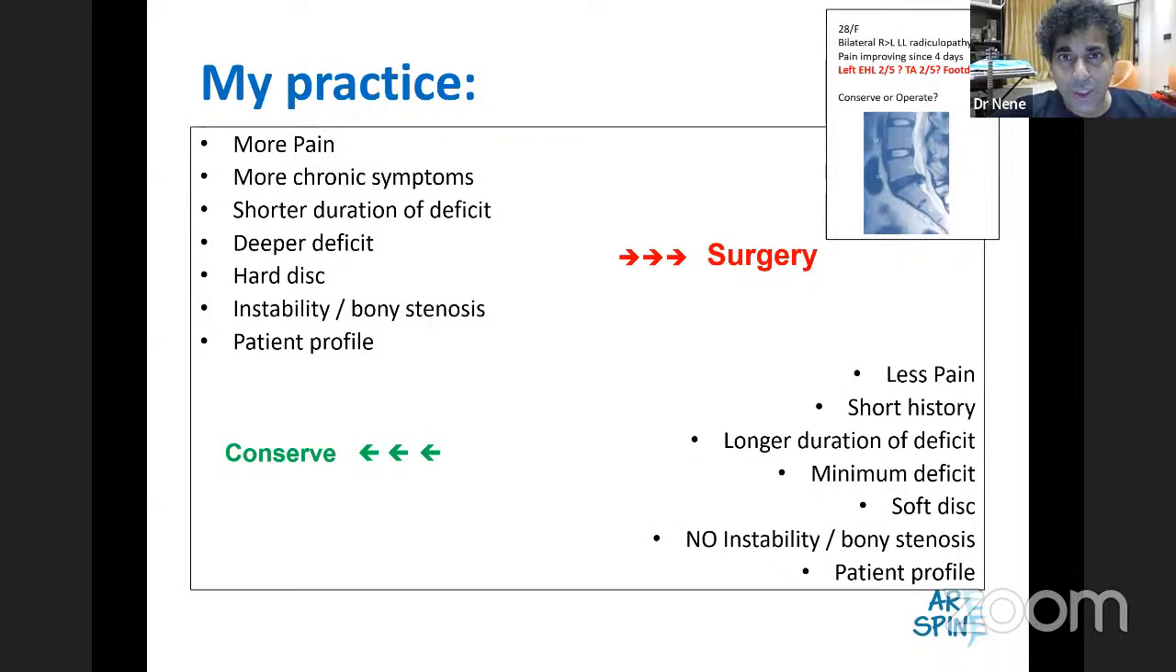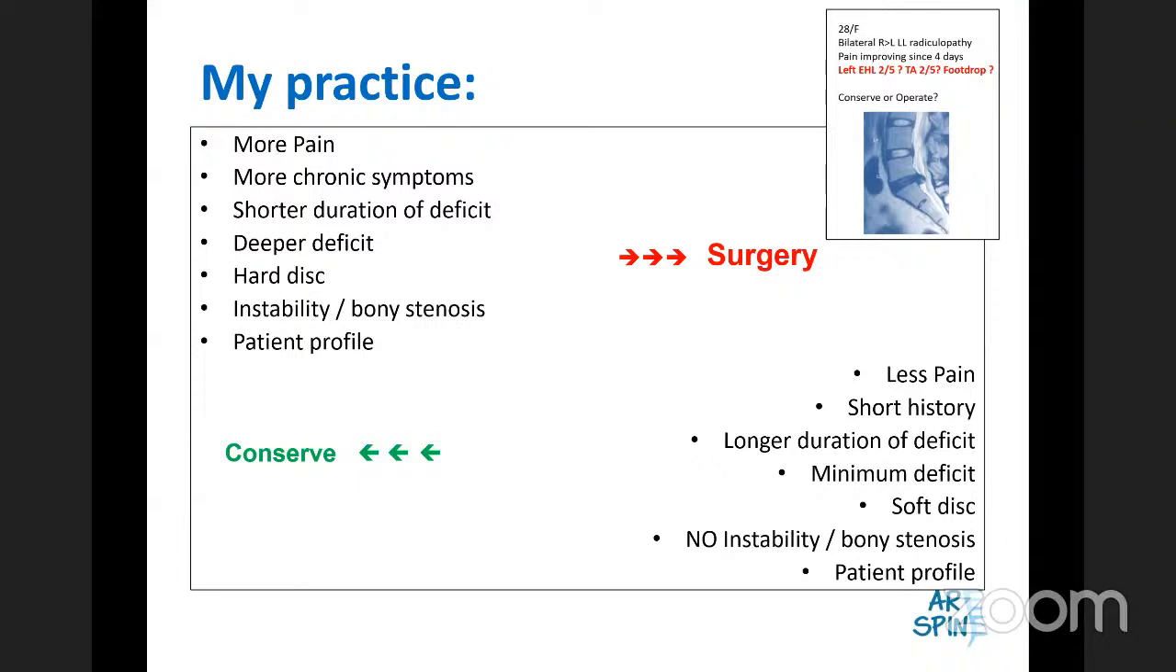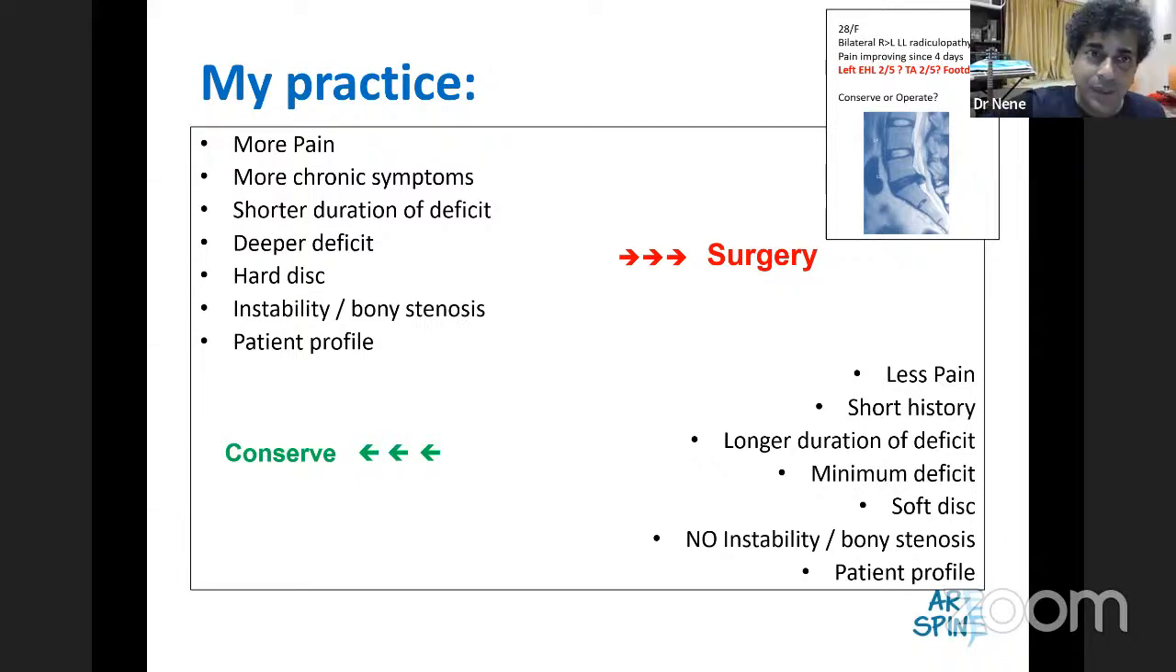But quickly, I want to just show you this, that who would you conserve, and that this has been our unit philosophy. Someone with lesser pain, shorter history, means not recurring history, but a shorter history, longer duration of deficit, minimum deficit, soft disc, no instability, no bony stenosis, and a patient profile who's desperately not wanting a surgery would tend to conserve. While the other, on the top, someone with a shorter deficit that's urgently happened, someone who has a deeper deficit, someone who has more recurring symptoms, a hard disc, instability or bony stenosis, and an urgent kind of patient profile or a high demand spine, as we say, you get to operate.